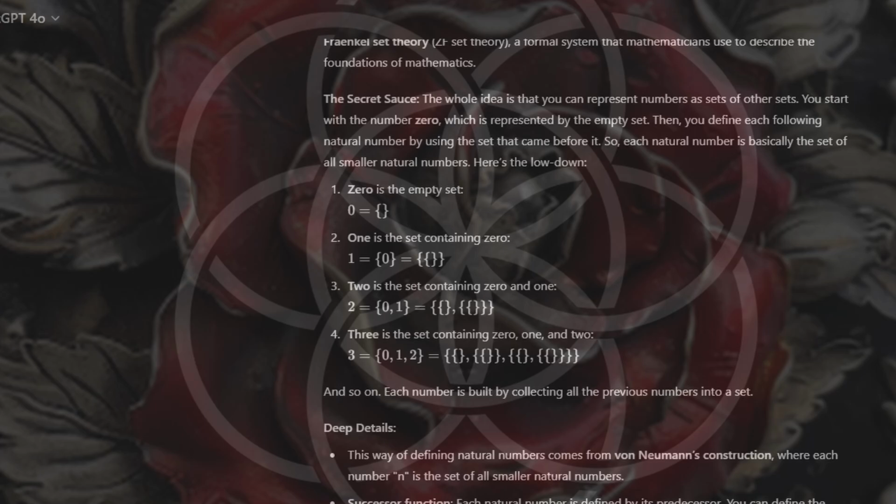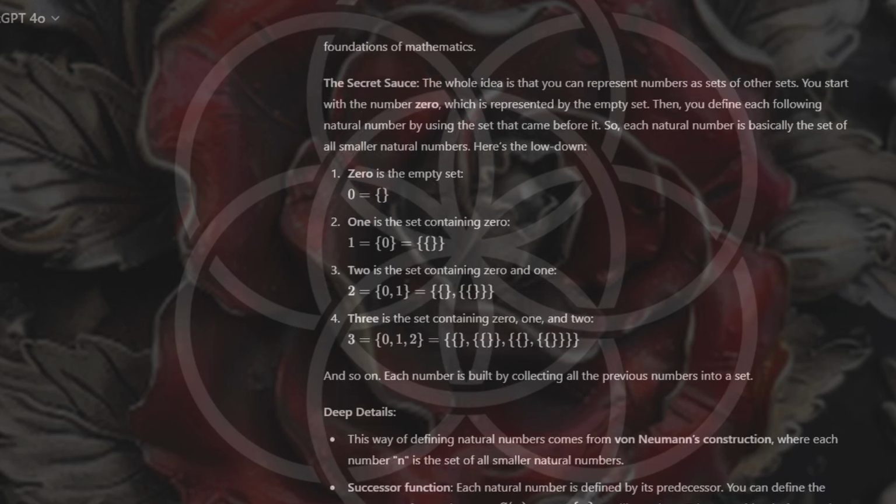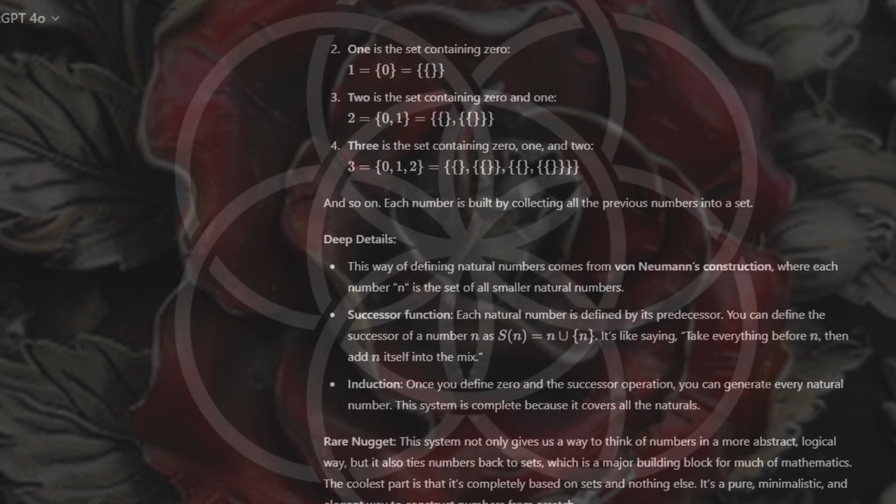The secret sauce. The whole idea is that you can represent numbers as sets of other sets. You start with the number 0, which is represented by the empty set. Then you define each following natural number by using the set that came before it. So each natural number is basically the set of all smaller natural numbers.